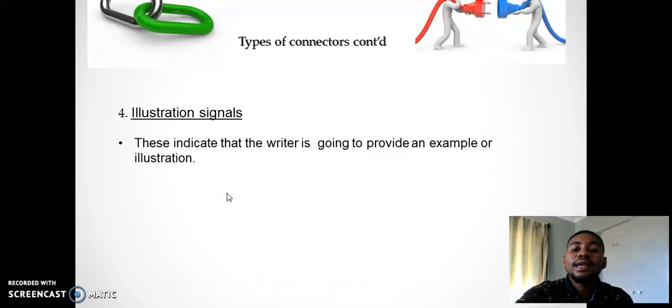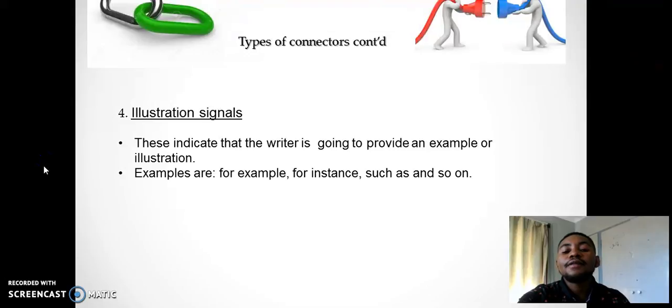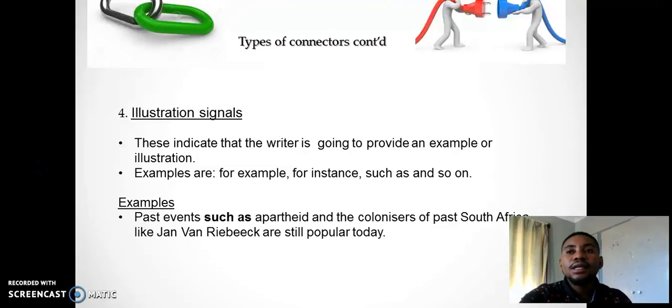Illustration signals indicate that the writer is going to provide an example or illustration. Examples are for instance, for example, and such as. These serve to tell you that the writer is illustrating. He has talked about a certain aspect, but now he is going to illustrate on that aspect.